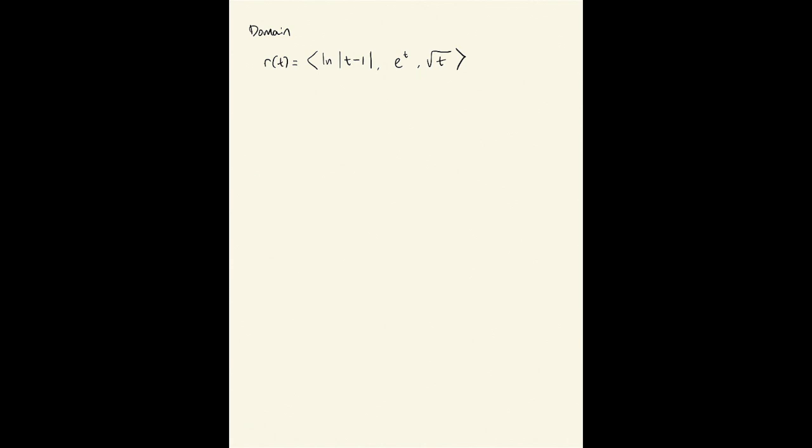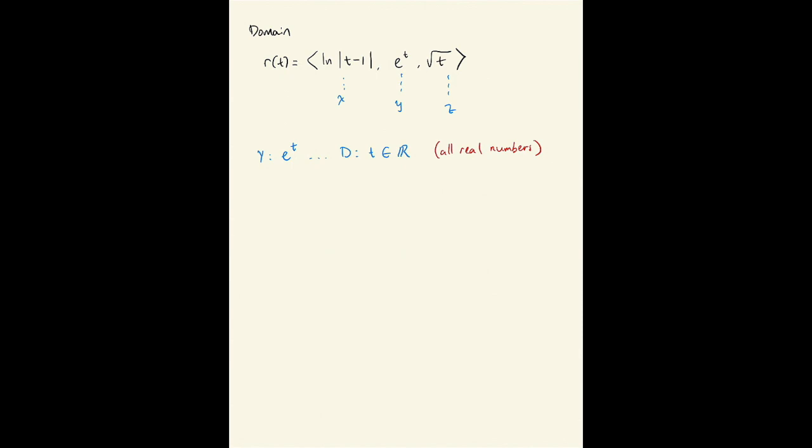So what's the domain for the vector function? First, we need to look one by one at x, y, and z, right? I think the easiest one is y, e to the t, right? Then the domain is what? t should be all real numbers, right? All real numbers, so you can plug in all t, negative, positive, all numbers fit with t.